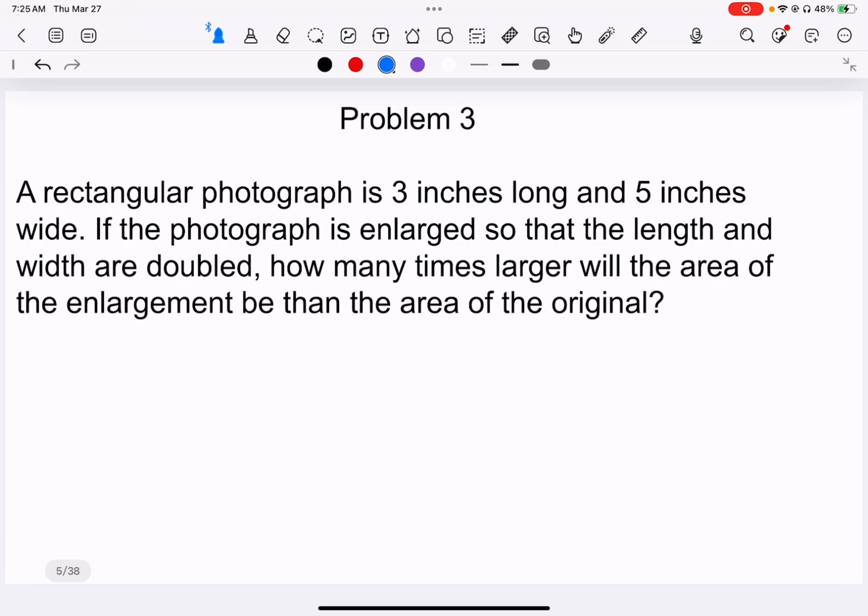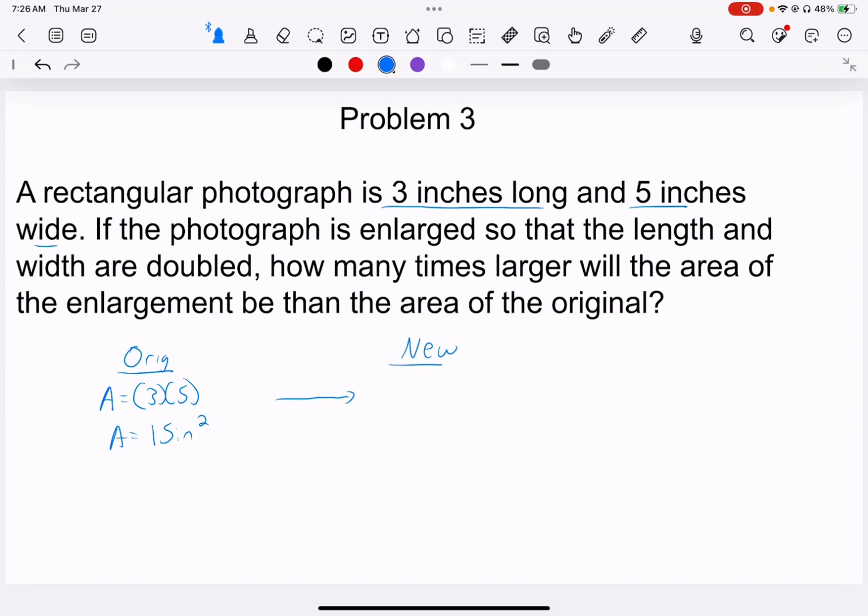A rectangular photograph is 3 inches long and 5 inches wide. If the photograph is enlarged so that the length and the width are doubled, how many times larger will the area of the enlargement be? So we're going to start first with the original and find the area. The area would be 3 times 5. So my area would be 15 inches squared.